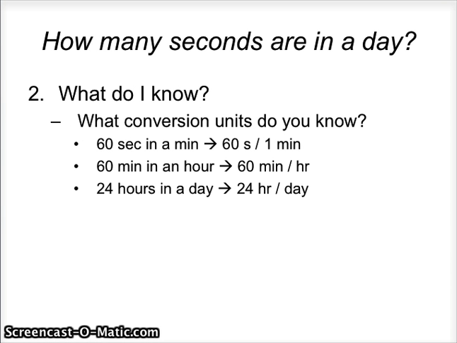So then, what do you know? Well, first of all, you have some background information already. You know that in a minute there are 60 seconds. To write it as a kind of equation, so to speak, you'll write it as 60 seconds per 1 minute. And you know that there are 60 minutes in 1 hour, so you can write it as 60 minutes per hour. And you know that there are 24 hours in a day, so you'll write it as 24 hours per day. That's how the conversion factors work.